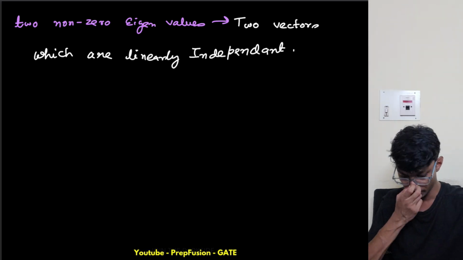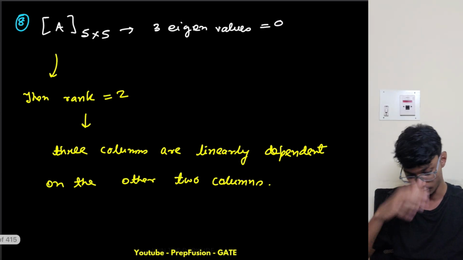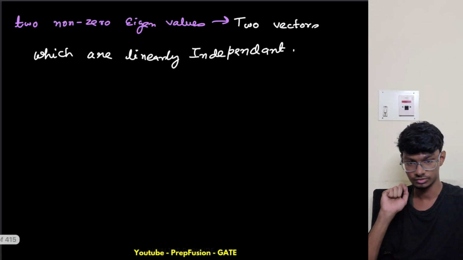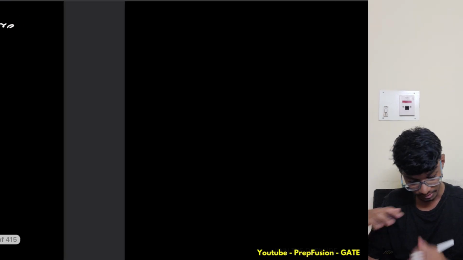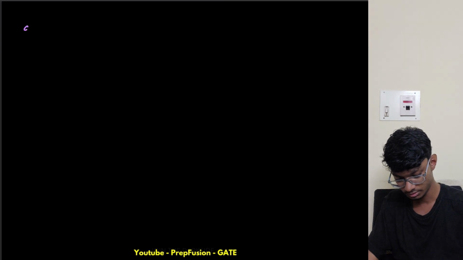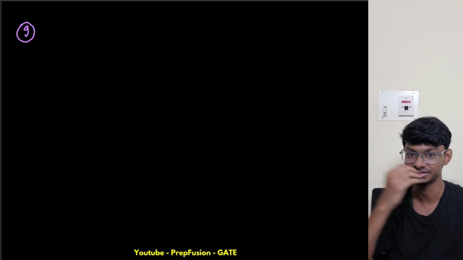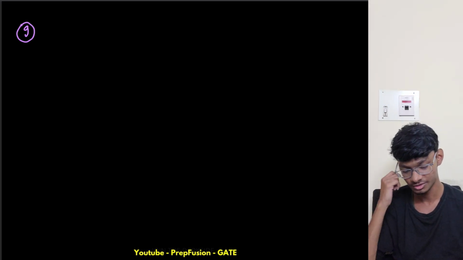Independent, right? So this is the main crux of this main point. So this was the 8th point. Now coming back to the 9th property. Basically, the 9th property is a very, very important property. For this, we are studying eigenvectors and eigenvalues.